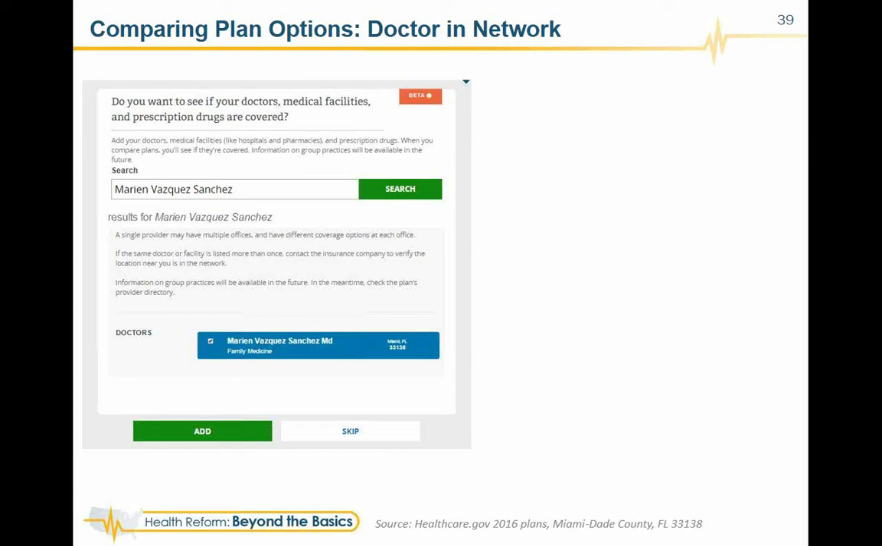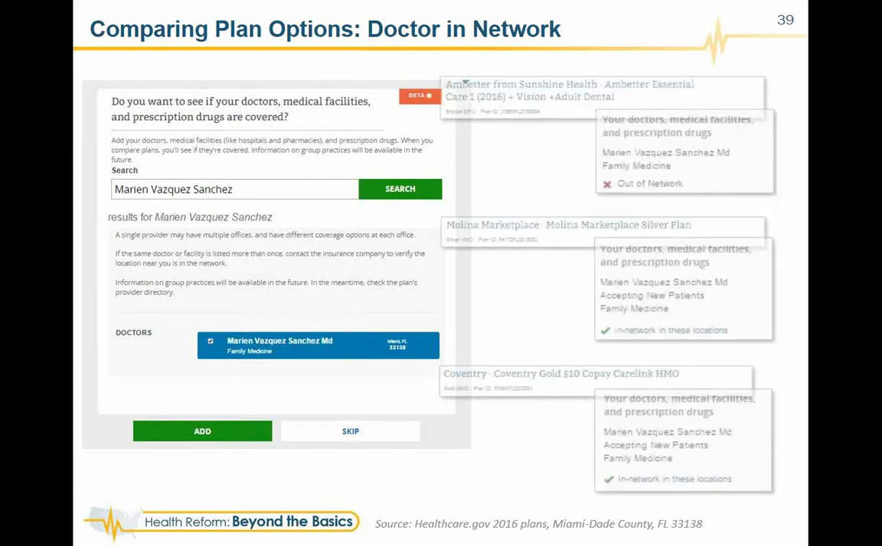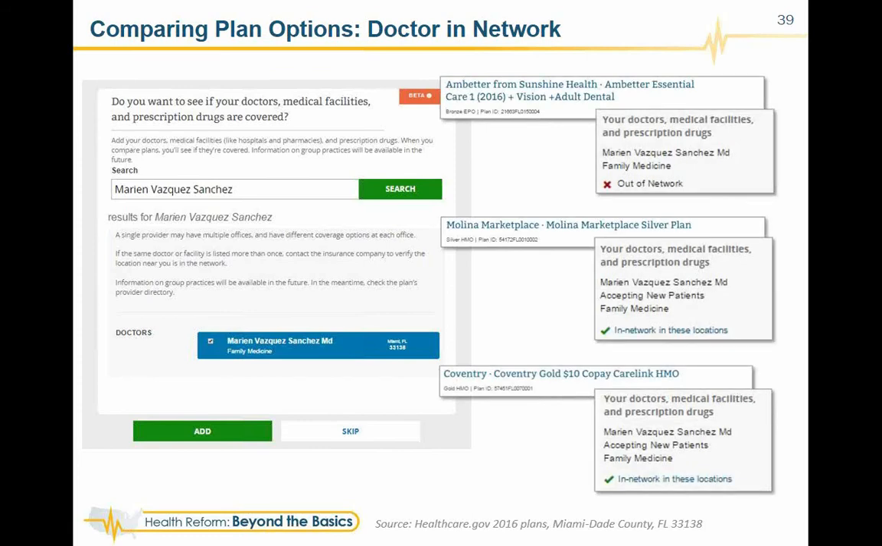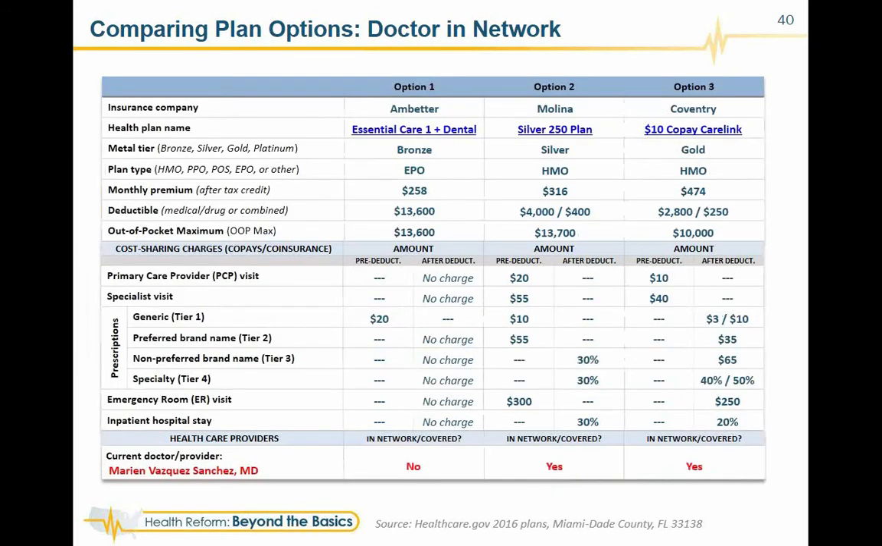There's usually a link to the directory on healthcare.gov or in the summary of benefits and coverage for each plan. You can also contact an insurer directly, and that's how you'll get the most accurate information. So, in this example, we can see that Danielle's doctor is in network in the Molina and the Blue Cross health plans. So we include that on the worksheet.